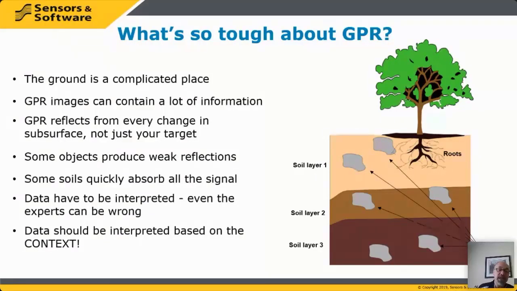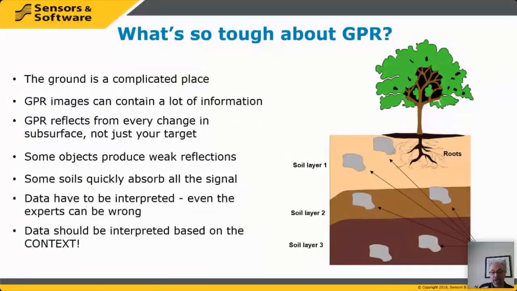And the other thing is the data has to be interpreted. We do not have software yet. We don't have AI software that goes in and says your target is here. It's coming. That sort of thing is getting better, but we're not there yet. And so a lot of the images you have to interpret. You have to look at it and understand what's going on.